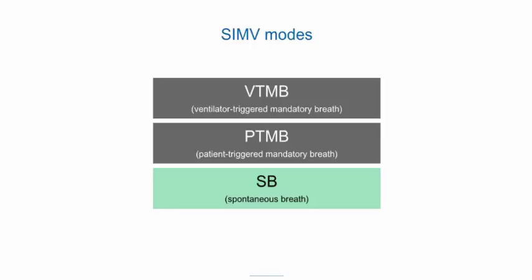SIMV modes comprise three breath types: VTMB, which is time-triggered and time-cycled; PTMB, which is flow or pressure-triggered and time-cycled. SB stands for spontaneous breath. It is flow or pressure-triggered and flow-cycled. In all SIMV modes, SB is always pressure-controlled. Remember the abbreviation SB as it will be used repeatedly later.